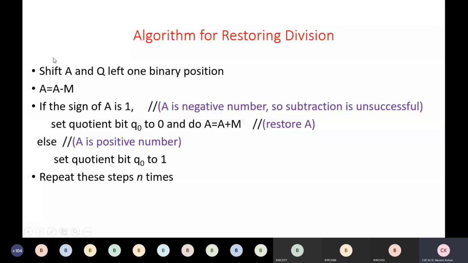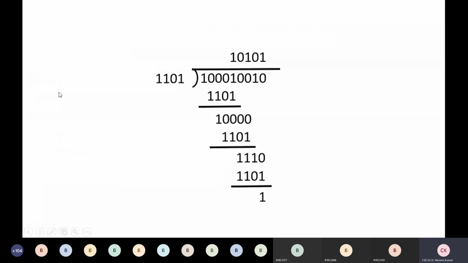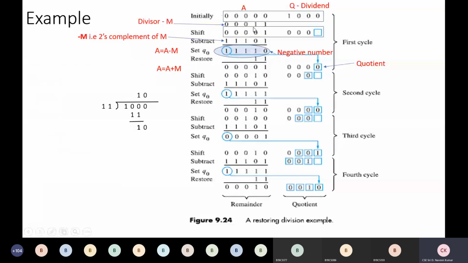Based on that, do the operations. So first I need to shift AQ one position towards the left, and next A is equal to A minus M. Observe here, these are the registers I need to shift. First I will do the left shift. When I left shift the entire register of 9 bits by 1 bit, the 1 comes here, and all the zeros move to the left side. You can see this is the resultant.